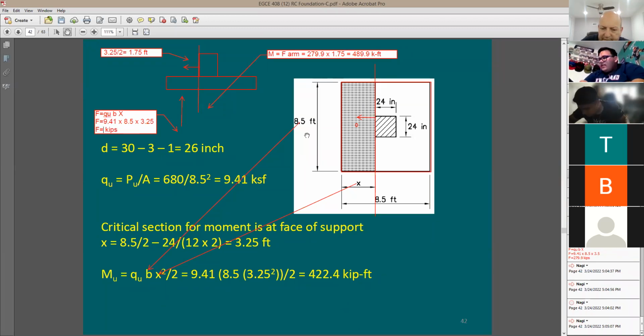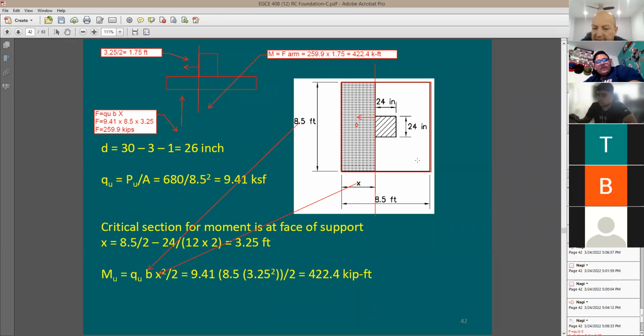It looks like 259.95. All right. Good. And here, 259.9 times 1.75 has to be 422.4, right? You're good? So now I have the ultimate moment on the footing.